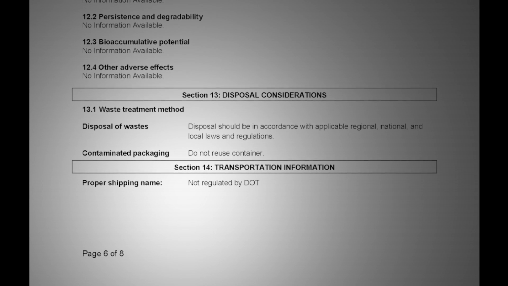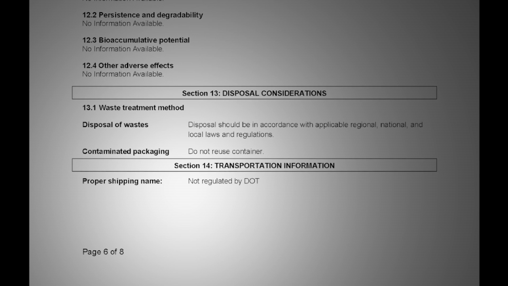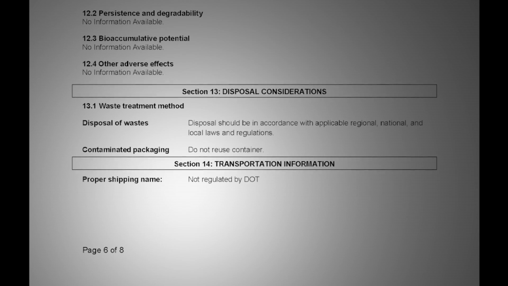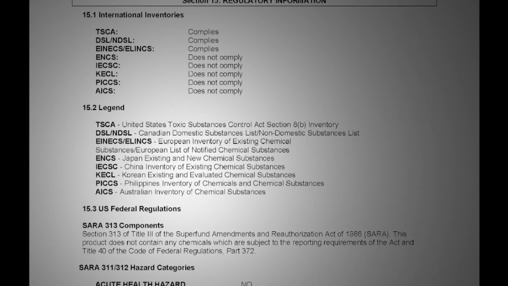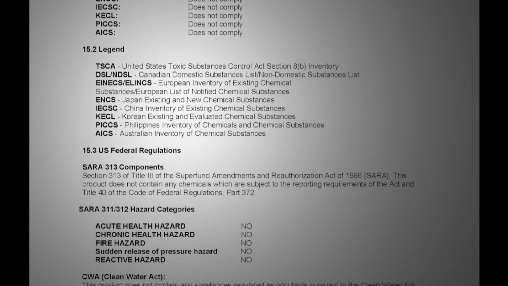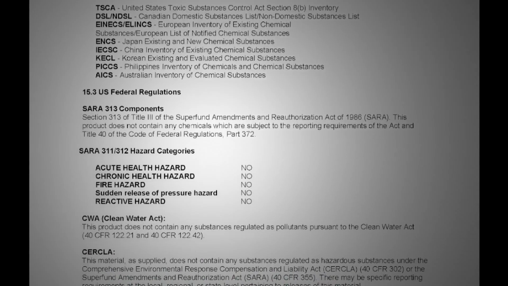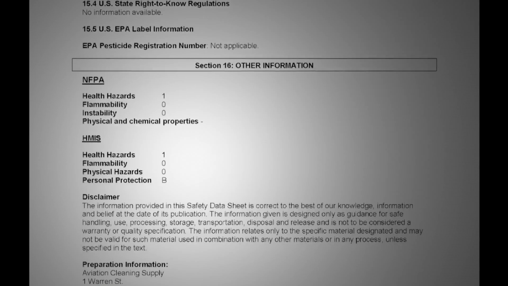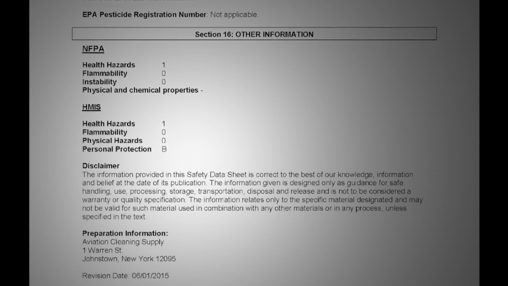Section 14, Transport Information. This section includes classification information for shipping and transporting the hazardous chemicals by road, rail, air, or sea. Section 15, Regulatory Information. This section identifies the safety, health, and environmental regulations specific to the product indicated in the safety data sheet. Section 16, Other Information. This provides the reader with the last revision of the safety data sheet and any changes that were made.